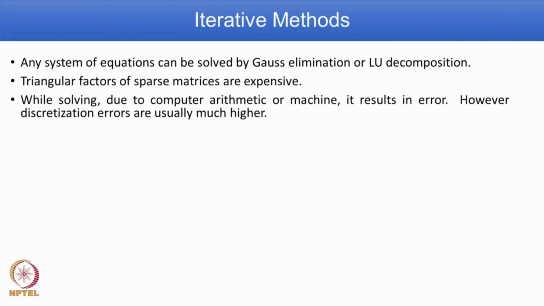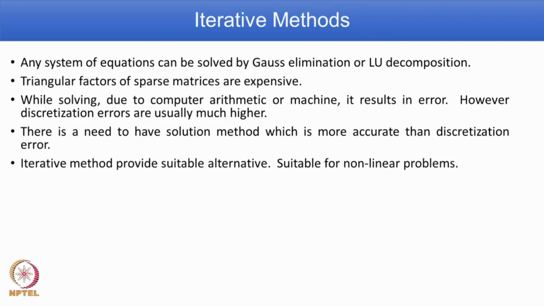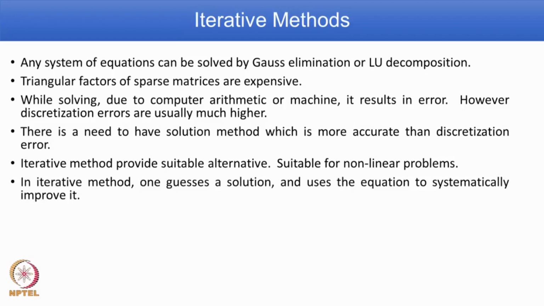While solving, we have either error due to computer arithmetic, handling of numbers, rounding off error, or error due to discretization, and discretization errors are usually much higher when compared to machine rounding off error. We should have a method which is more accurate than the discretization error. Iterative methods provide a suitable alternative, and they are also good for problems involving nonlinearity. So, it is suitable for nonlinear problems.